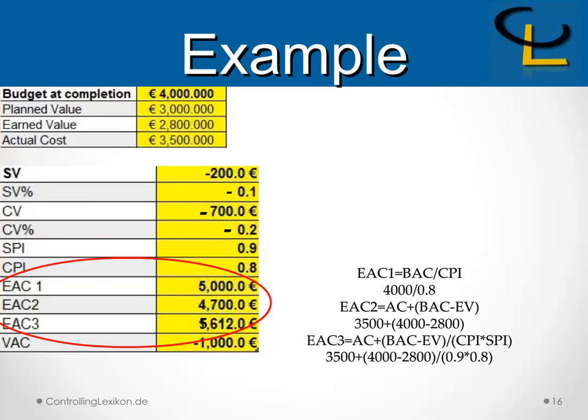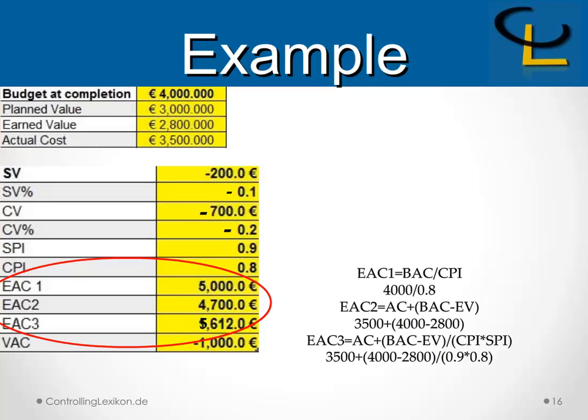And now we will start explaining and calculating the three types of estimate at completion. Case number one, which is the budget at completion divided by the CPI, which is 4,000 divided by 0.8, and the result is 5,000 as shown below.